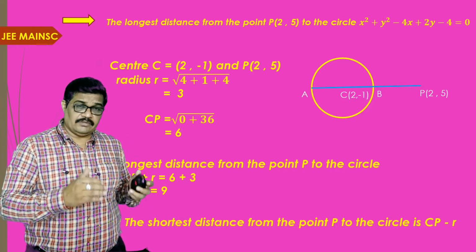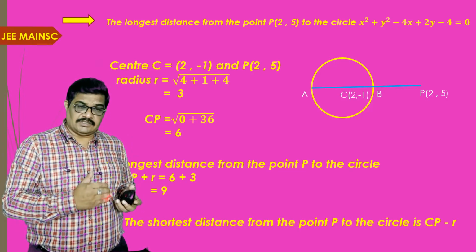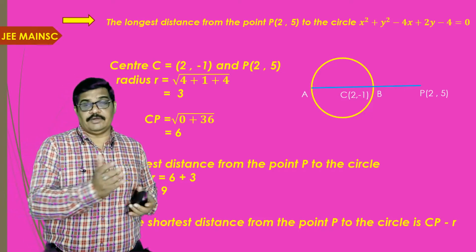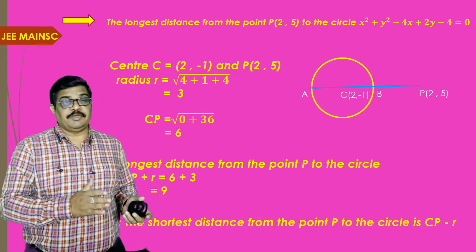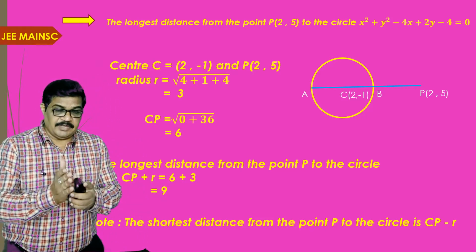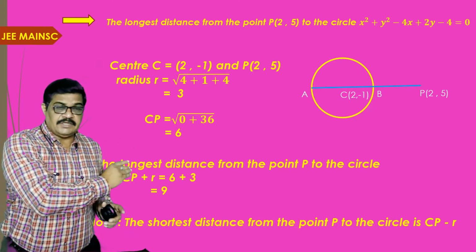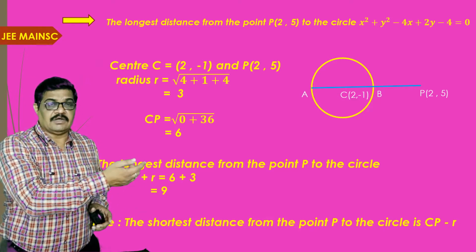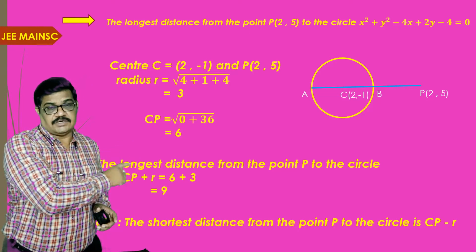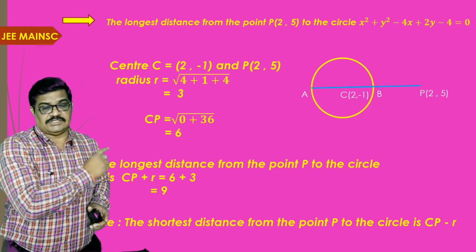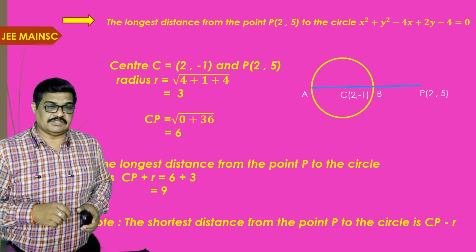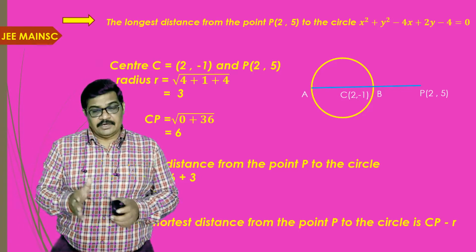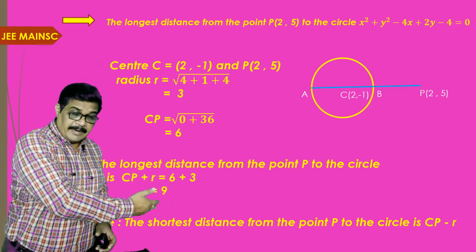Suppose we want the smallest distance, or the least distance, from the point P to the circle. What is the formula? CP minus R. That is PB in the diagram. PB is the least distance and the largest distance is AP or PA. PA is the largest distance and PB is the smallest or shortest distance. Okay. So the shortest distance from the given point P to the circle is given by the formula CP minus R.